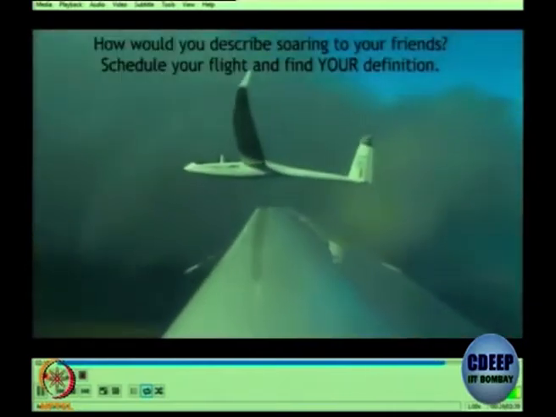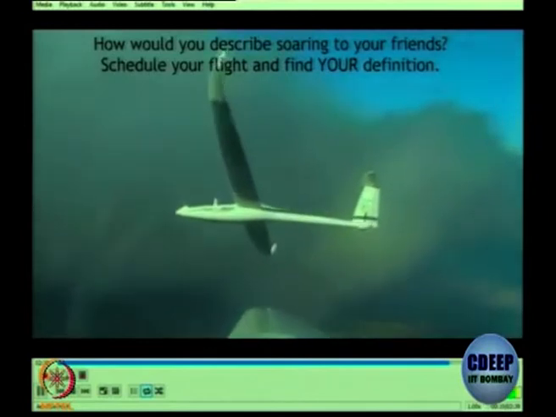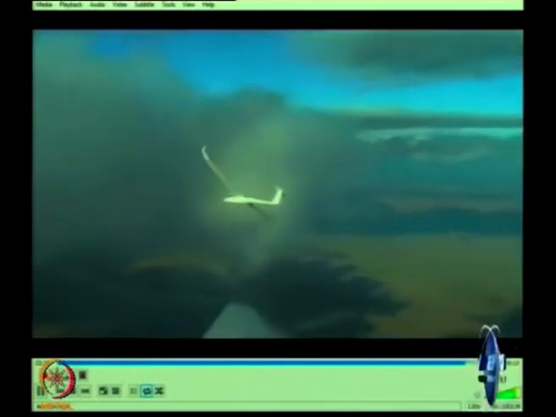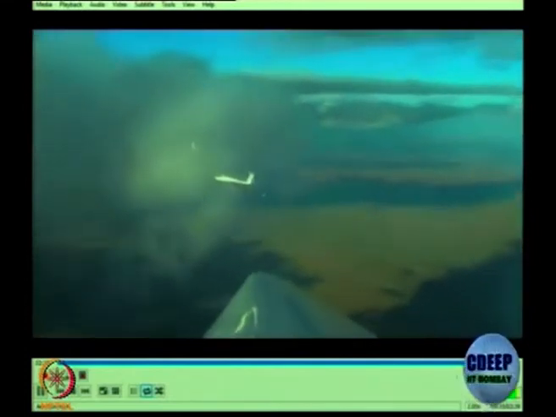How would you describe soaring to your friends? In which an aircraft pulls you. Schedule a flight and find your definition. And then the rope is released. This is expensive, but it is very common in areas where there are many winch failures, there are complaints that winches get stuck. So this is also one very common way of doing it.